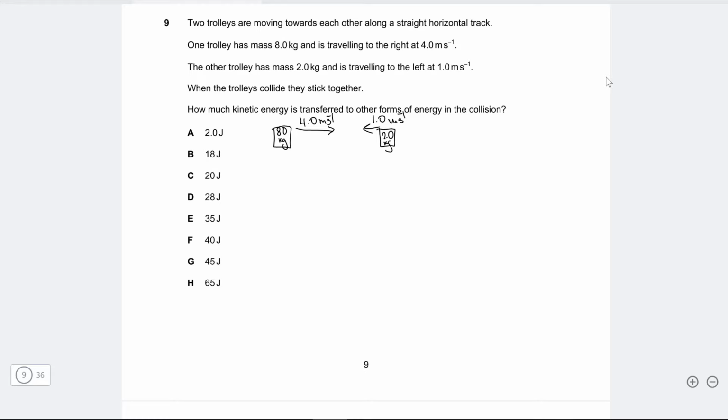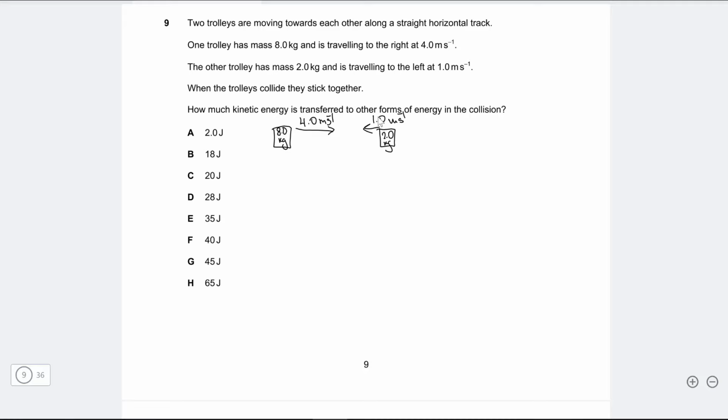Okay, question 9. We have two trolleys which are moving towards each other along a straight horizontal track, as we've shown just here. One trolley has a mass of 8 kilograms and is traveling to the right at 4 meters per second. The other trolley has a mass of 2 kg and is traveling to the left at 1 meter per second. When they collide, they're going to stick together. How much kinetic energy is transferred to other forms in the collision? How much kinetic energy is actually lost in this inelastic collision?